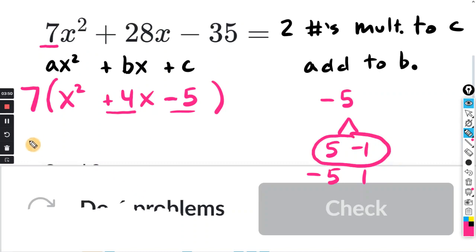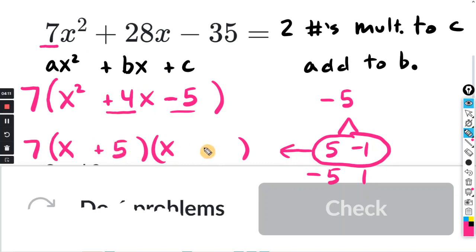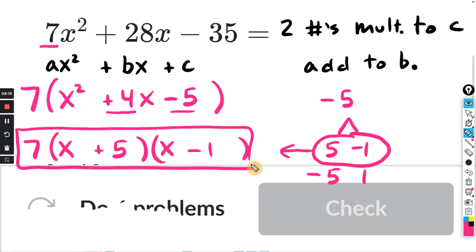Okay, so we keep the 7, and this trinomial is now going to be written as two binomials. Since we have x squared, we're going to start with x times x, because x times x gives you x squared, and then just use positive 5 and negative 1 in the parentheses. Positive 5 and negative 1. All right, and that is your final answer. If you really wanted to double check, you can unpack this by using FOIL or the distributive property, but this right here should match this part right here.